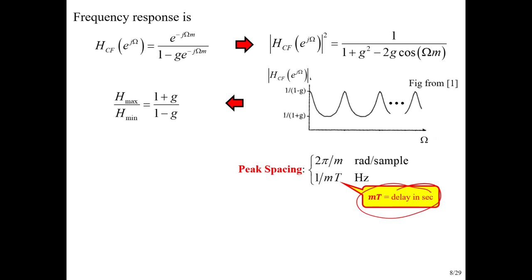And that's the problem, right? So we want both the peak spacing and the echo spacing to be small, but they are reciprocals of each other. So making one small makes the other one big.